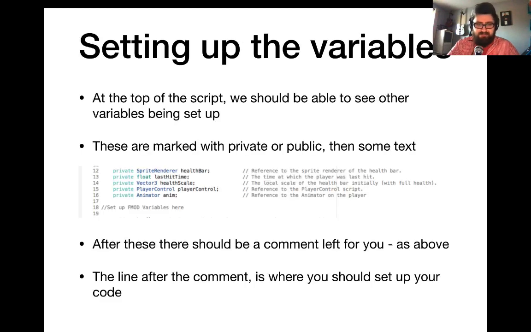So in terms of setting up those variables, up at the very top of the script, we should see other variables being set up. They're normally marked as private or public and then some text. So as we can see here, private animator anim. After this, there's always going to be a comment left for you as we have above. So I have set FMOD variables here. The line after the comment, again, is where you should set up your code.